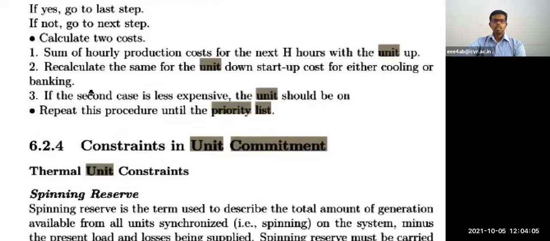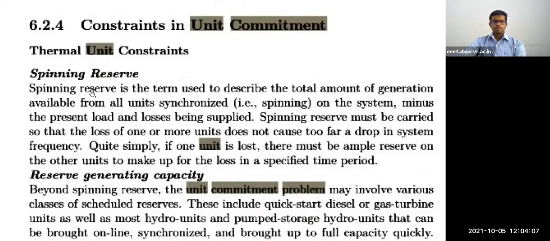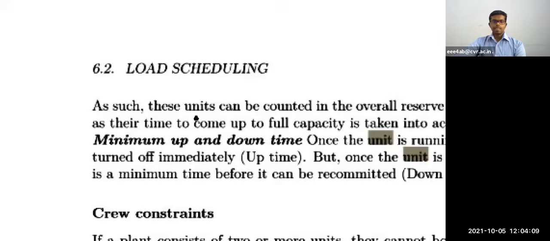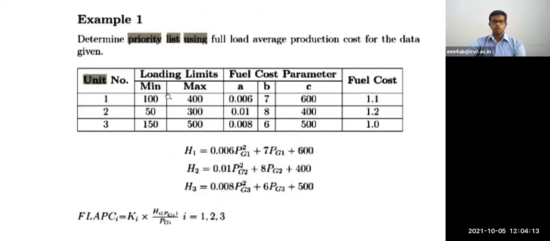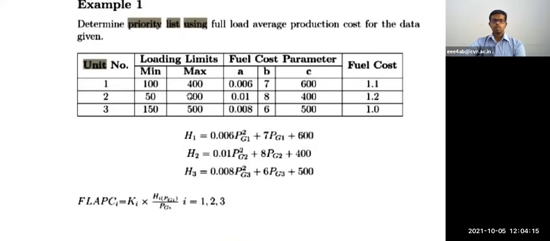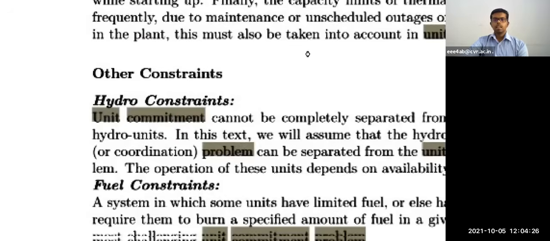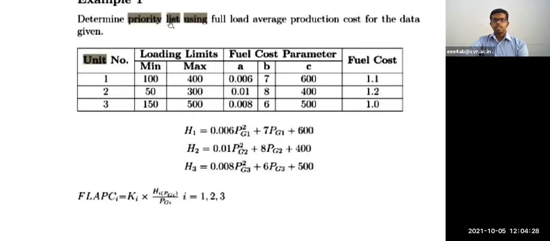Next, coming to the problems. Constraints we have already seen. Directly coming to the problem, take the example problem number 1. Determine the priority list using the full load average production cost for the data given below.